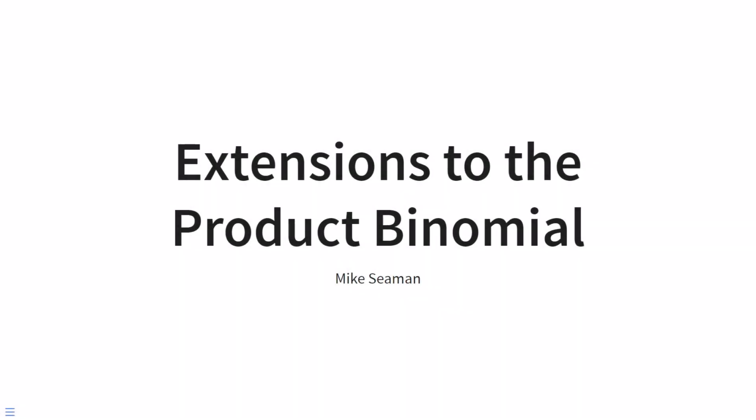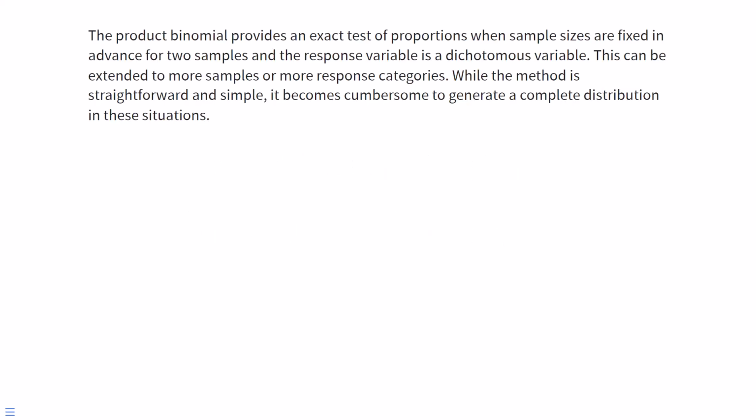In previous videos, I've been talking about the product binomial when we have two samples and a dichotomous response variable. But what about if we go beyond two samples or beyond two categories for our response? The product binomial provides an exact test of proportions when sample sizes are fixed in advance for two samples and the response variable is a dichotomous variable. This can be extended to more samples or more response categories.